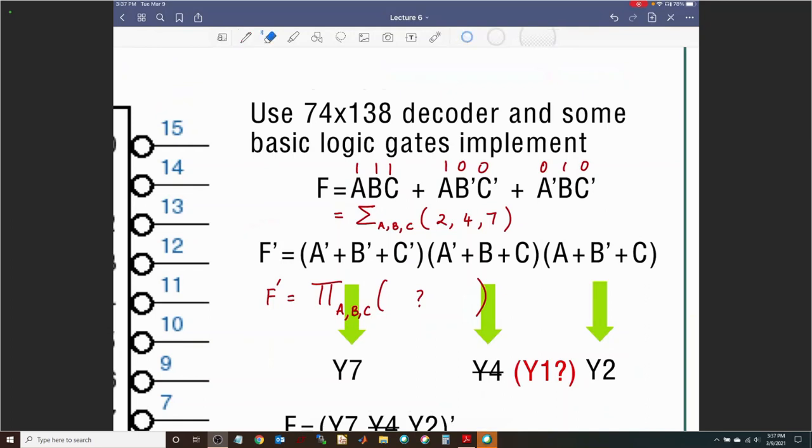Same, yes. All right, so first of all, there are just three terms, right? One, two, and three. So this would be 111, 7, 100, 4, 010, 2, right? So it's F complement as well as POS. So both of the relationships are getting complementary. So this would be again the same one, 247.